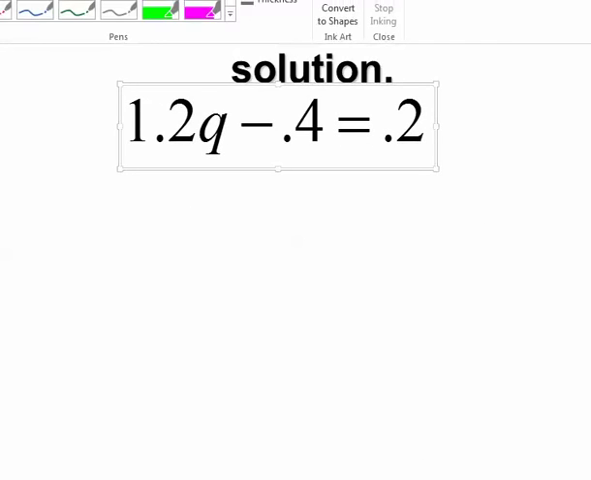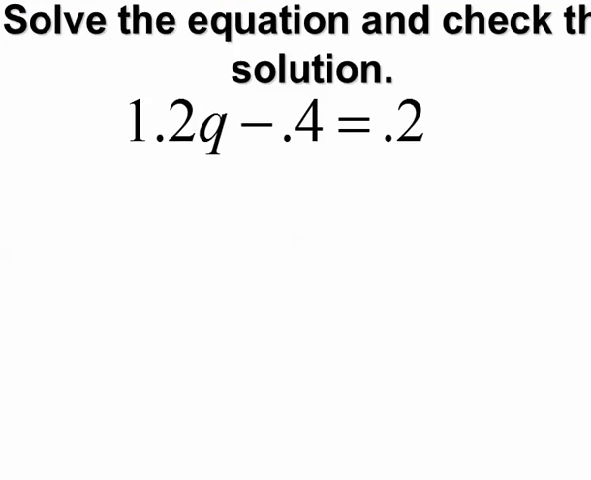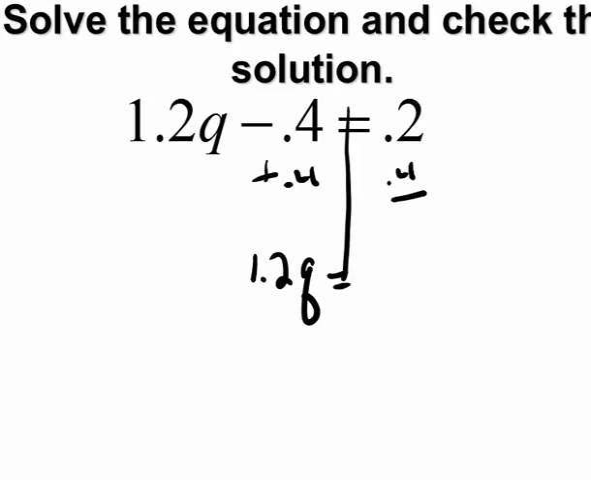As you can see here, once again, we have another equation. This time we have some decimals. Our operation is still the same. We are going to add 0.4 to both sides, which will give us 1.2 q is equal to 0.6.